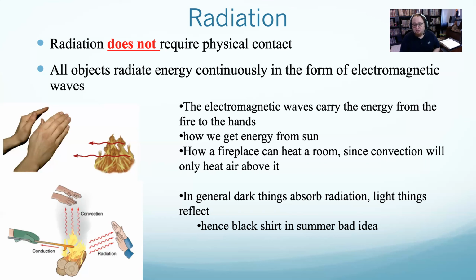Now, in general, dark things absorb radiation, light things reflect radiation. That's why if we wear a black shirt in the summer, it gets real hot, or like the asphalt in the summer, because it absorbs radiation and heats up. Any questions here so far?